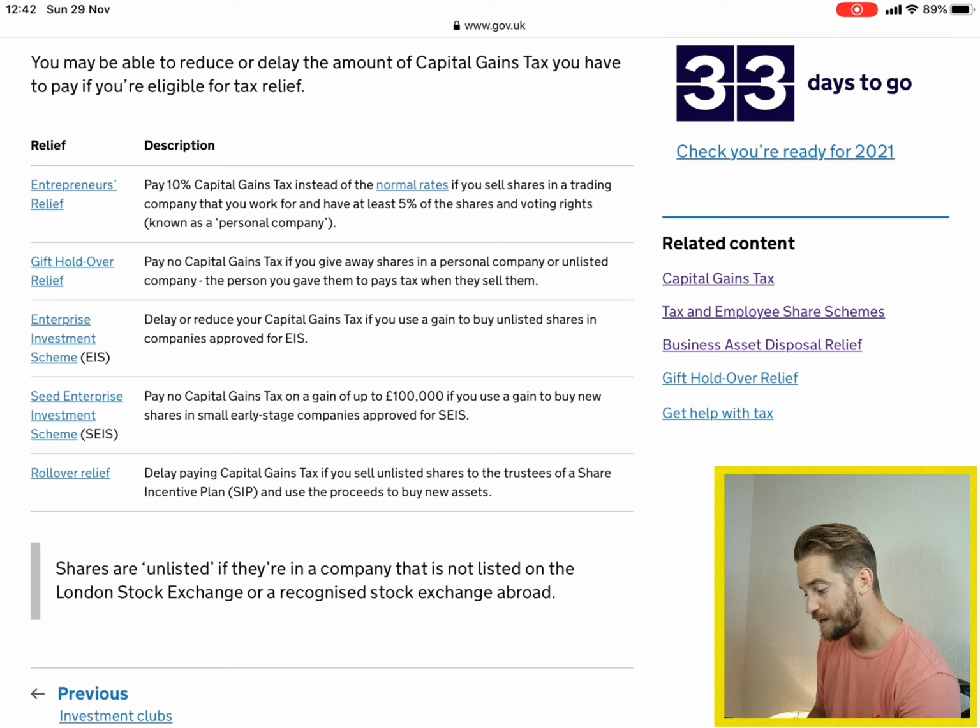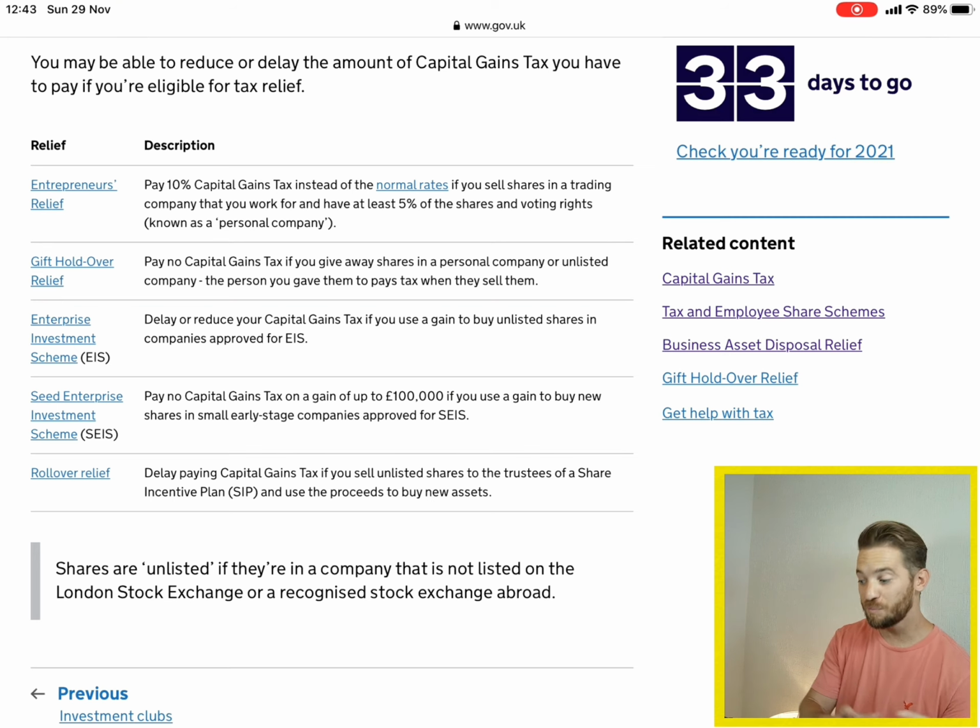Enterprise investment scheme. So if you're investing in unlisted companies, then you can claim enterprise investment scheme. Unlisted companies are not very liquid, and I can't imagine we have many opportunities to invest in unlisted companies. It's not like buying on the stock exchange, so not really going to apply to the majority of us. Seed enterprise investment scheme, it's pretty much the same thing, except you're looking at even smaller companies, more high risk, less liquid, so not going to apply to us.